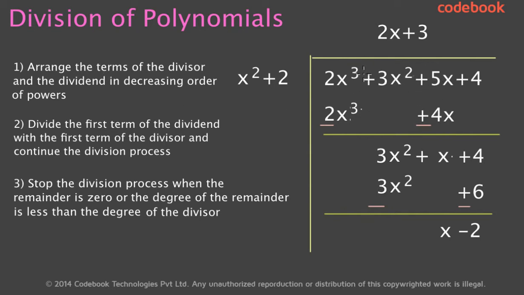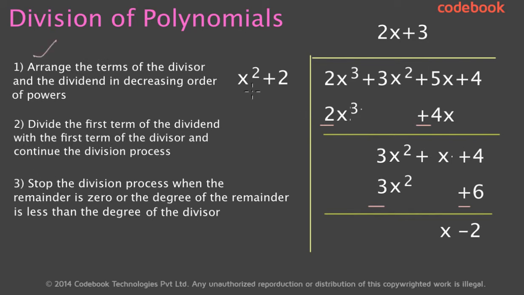First, we arrange the terms of both the polynomials in decreasing order of powers. What do we mean by that? The first term should have the highest power of x, followed by the second term with the next highest, the third term the next highest, and so on. In this polynomial, the highest power of x is 3, and that is the first term, followed by x squared, then 5x, and the last one is a constant where the power of x is 0. Similarly with g of x, which is x squared plus 2, the highest power of x is 2, so that will be the first term, followed by the constant. So that is your step 1.